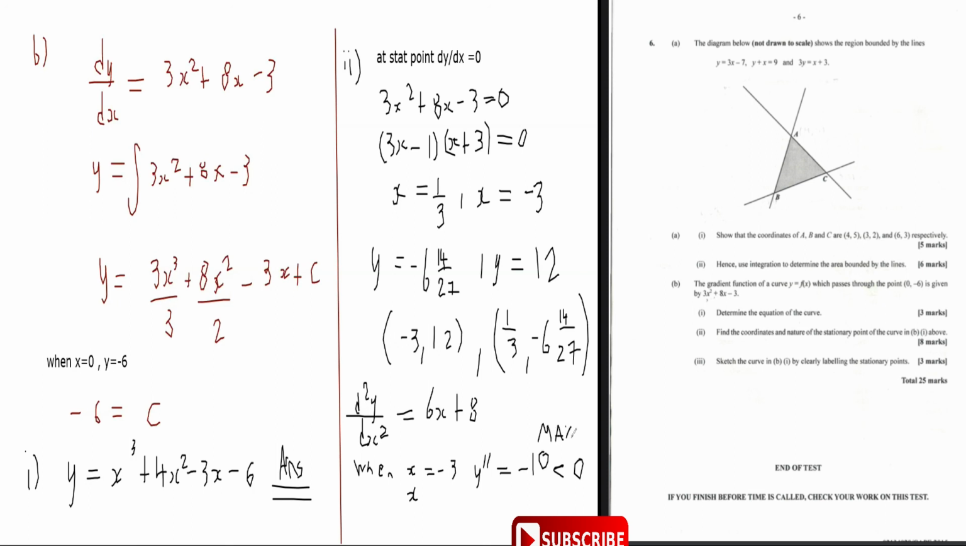All right. And then when x is equal to 1 over 3, when you plug 1 over 3 in here, you get that y double prime, the second derivative, is equal to positive 10, which is greater than 0. So what does that mean? That is telling us that (-3, 12) is a maximum point. And over here, 1 over 3, this is the minimum point.